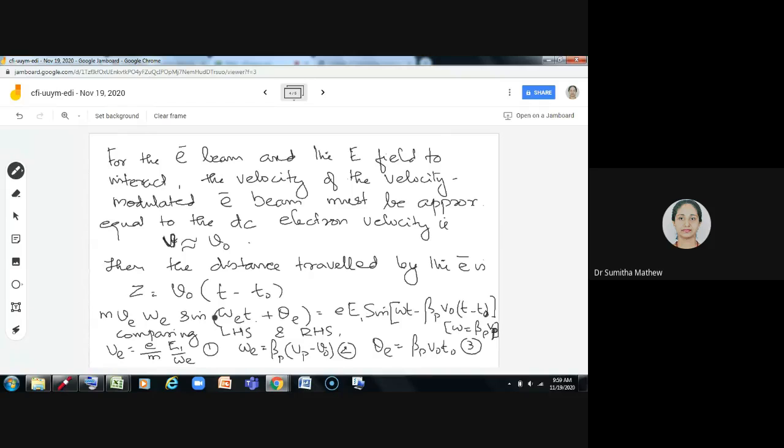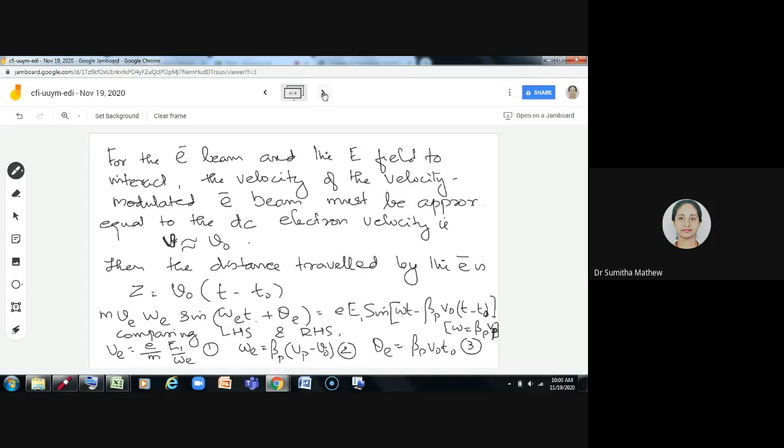Now we have equated the two sides of the equation and are comparing similar terms on both sides. LHS is equal to RHS, so we can compare the similar terms and equate them. So what do we get? The amplitude term, first of all, m into v_e into omega_e should be equal to e into E1. So for the first term, we get m into v_e omega_e is equal to e into E1. Comparing that term, we get v_e is equal to e E1 by m omega_e.